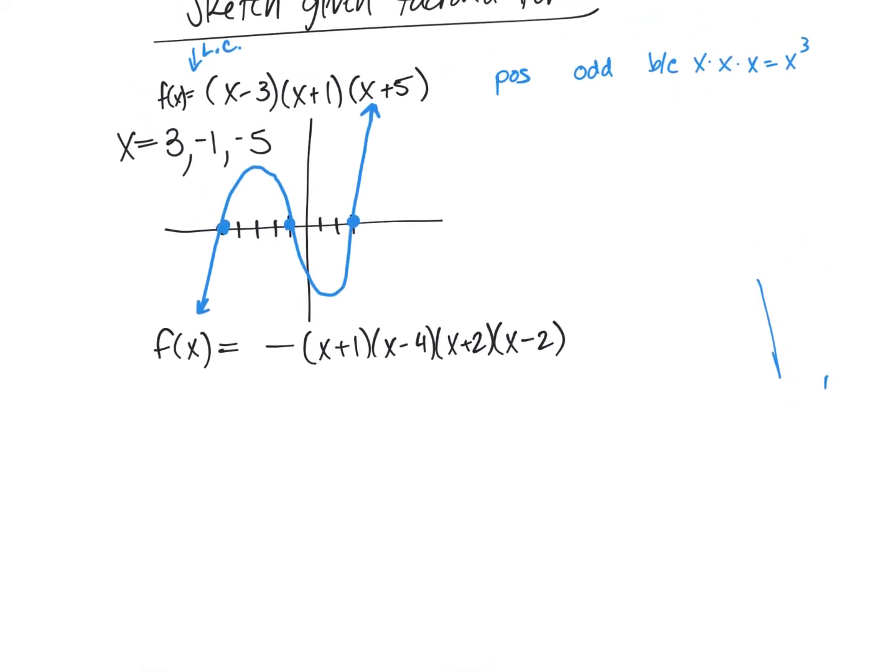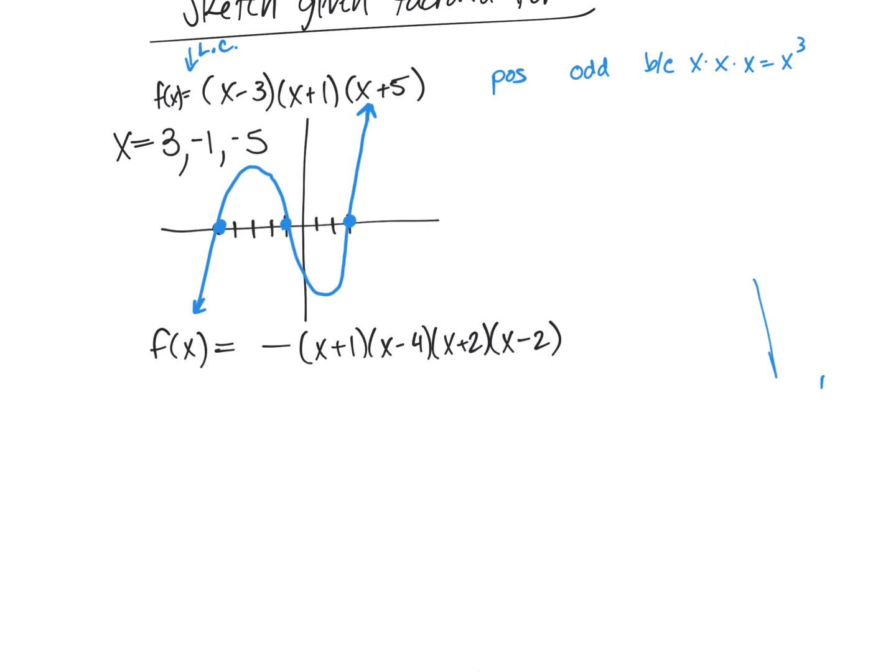Okay, let's look at the next example. F of x is negative x plus 1 times x minus 4 times x plus 2 times x minus 2. So is it positive or negative? It's negative. Is it even or is it odd? It's even. Why? We have 4 x's. X times x times x times x is x to the 4th. And these are what we call single roots. The 0 only occurs once, so the graph passes through it.